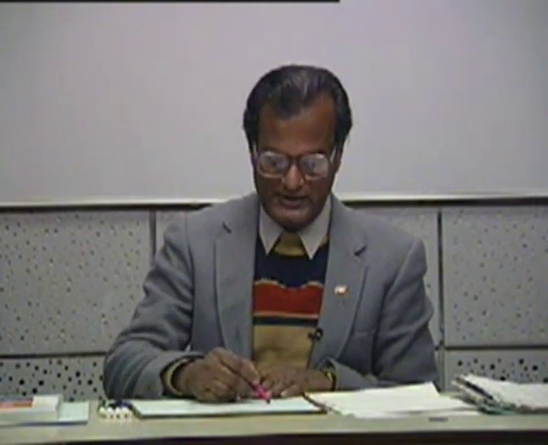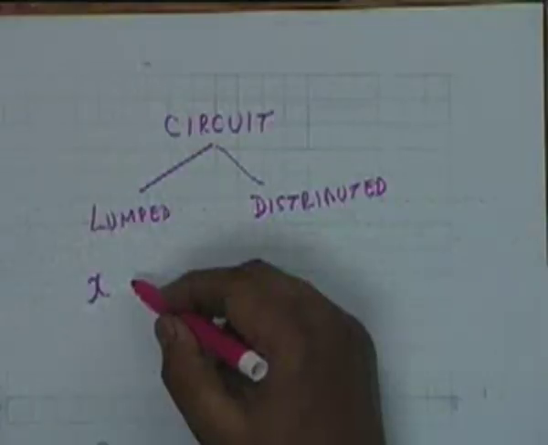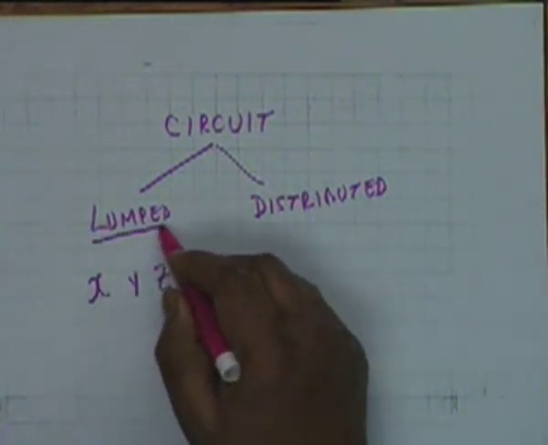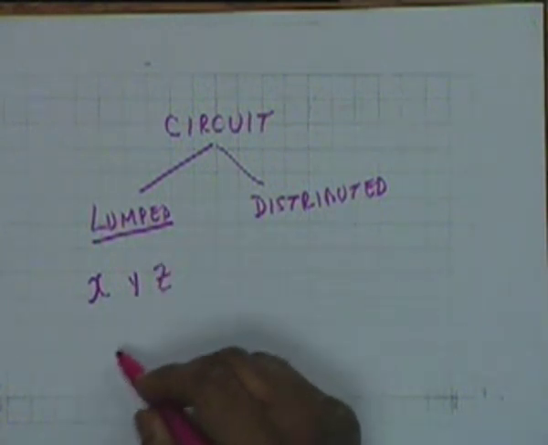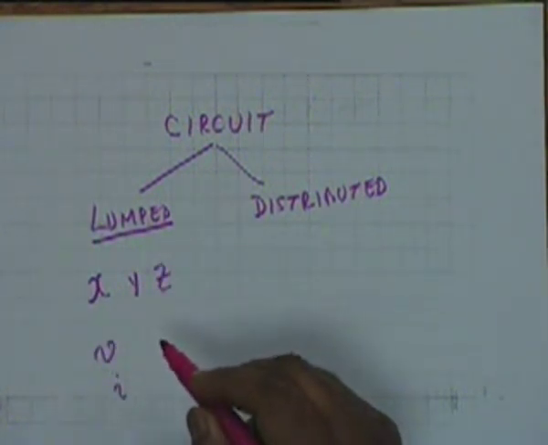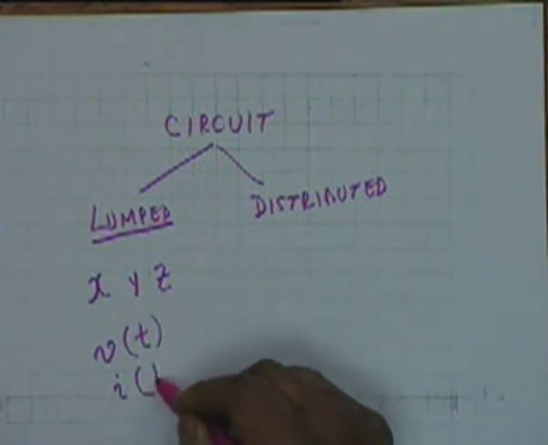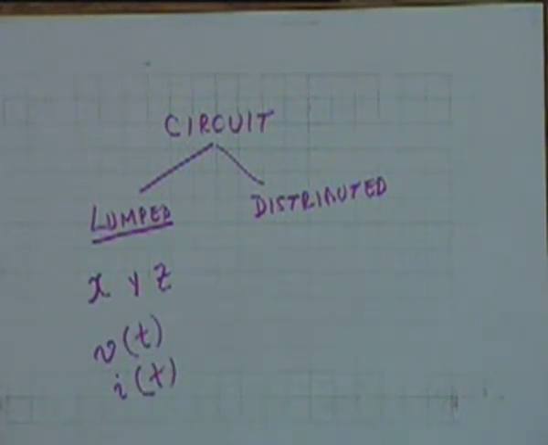So, the space variable x, y or z is not important in a lumped circuit. Such circuits are said to be lumped. In other words, the voltages and currents shall only be considered as functions of time t. The space locations are not important.